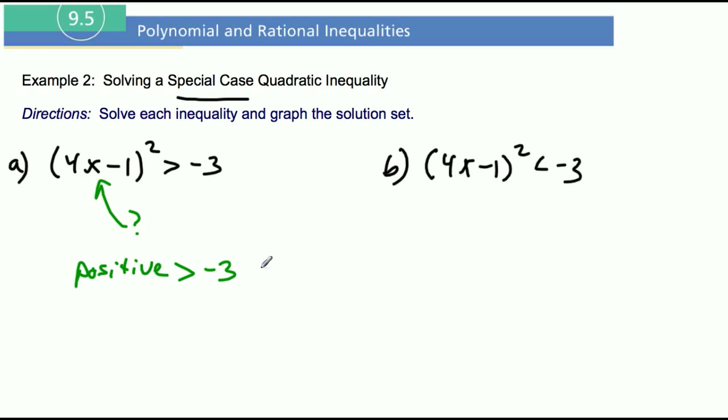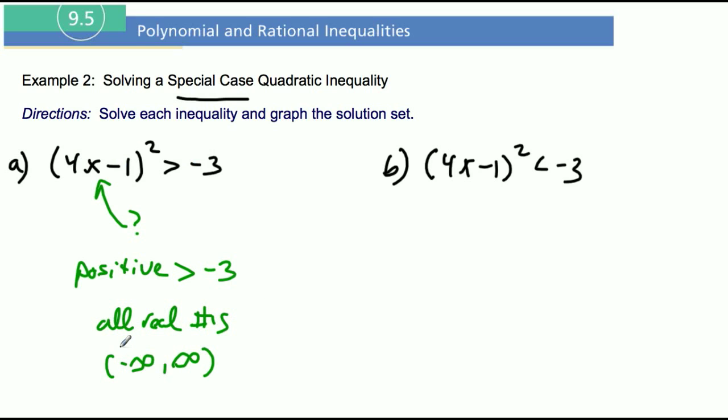Well, every number, right? And so the reason why this is really, really fast, you just say, oh, well, it's going to be all real numbers. All real numbers. Or the answer you can put is from -infinity to positive infinity. Meaning, it doesn't matter what number you put in here. Just give me any number. Give me a billion. Give me a trillion. Give me -0.00001. You give me a number, multiply by 4, subtract 1, square it, it's always going to be bigger than -3. So the answer is either all real numbers, or another way of saying that, from -infinity to positive infinity.